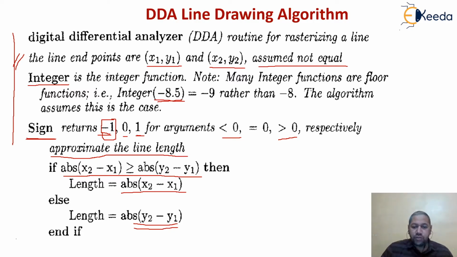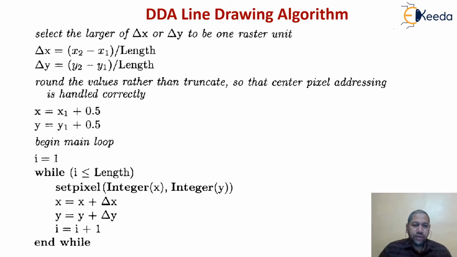Now moving to the next point in the algorithm. Here we can find the complete algorithm. Now select the larger of delta x or delta y to be one raster unit. So I have to give the delta x and delta y values that I am going to calculate here. The value of delta x in this case is x2 minus x1 upon length, whichever is higher, and delta y is equal to y2 minus y1 upon length. And what is length? We have already assigned the length as the largest of delta x and delta y.